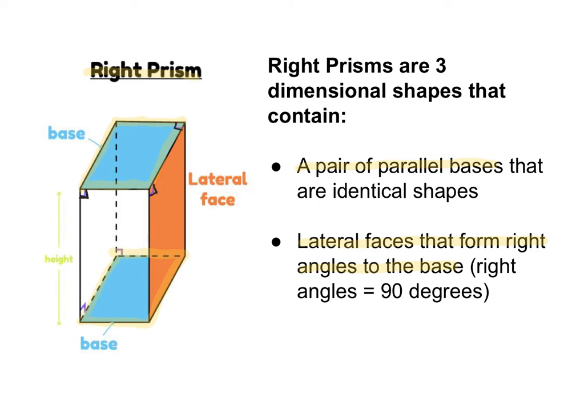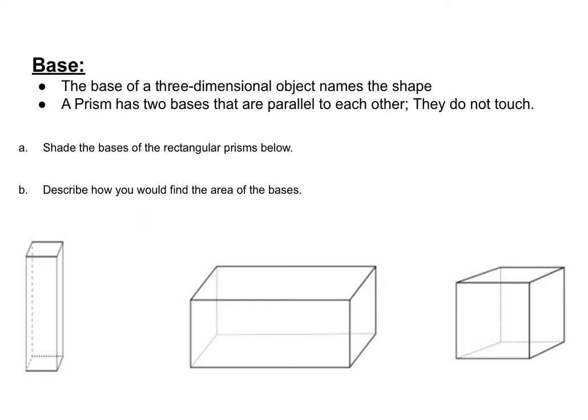So what this is saying is these lateral faces, basically every face that is not a base, are called lateral faces, and they will hit those bases at right angles. And the lateral faces also tell us our height. Our height is the distance between the two bases. We'll talk about that a little bit more in a second. And by second, I mean right here.